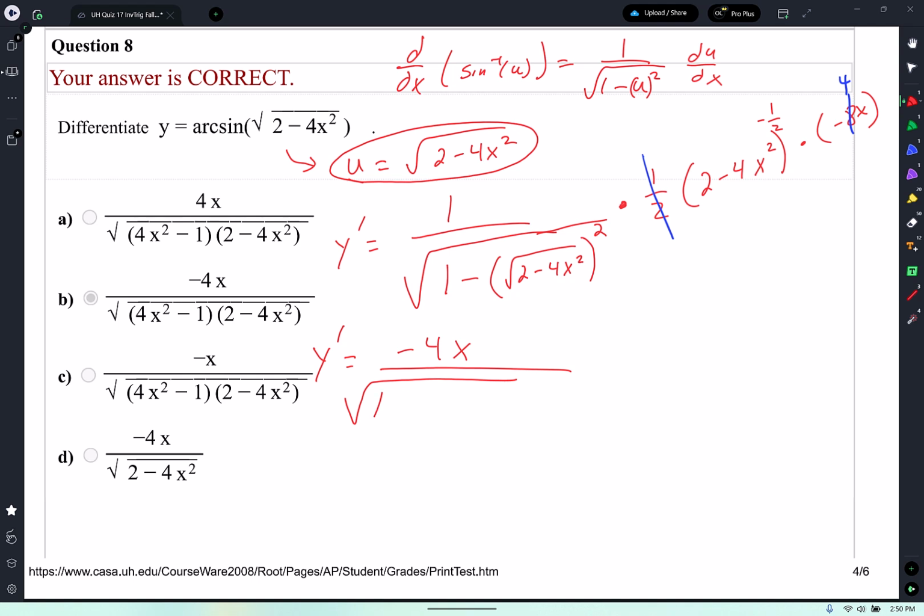1 minus, when you square a square root, the square root goes away, distribute the negative, minus 2 plus 4x squared. Did I get anyone confused with that? I distribute the negative, guys. Let's see, what else do I have down here? When I bring it down, it's going to turn into square root of 2 minus 4x squared. I think we're ready.